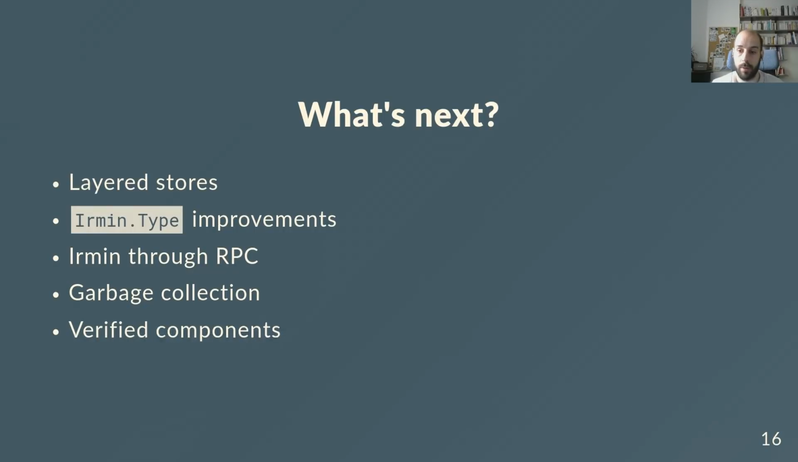As we saw, we also provide a GraphQL server. We also have an HTTP server on top of Irmin stores, but we also want to provide RPC servers using, for instance, Cap'n Proto for performance-focused applications. We're also working on a garbage collection similar to git gc to help clean up unreferenced commit trees and contents. And we also want to provide some verified components as part of Irmin to improve the confidence in the software.